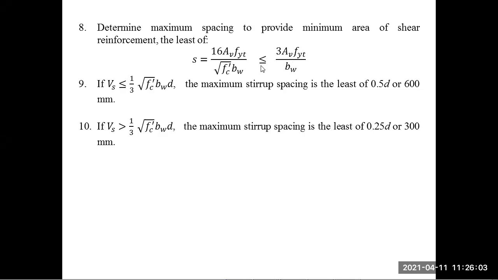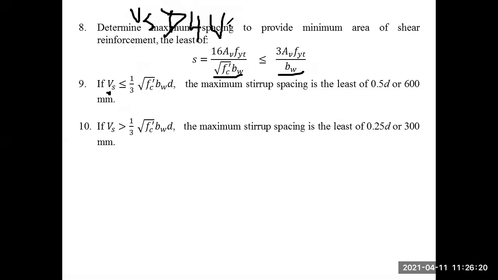So we have limitations on the spacing. We memorize, as I said, these formulas. Okay, this, and then we check again Vs. The first check was Vs shouldn't be more than 4 times Vc. That was the first check.